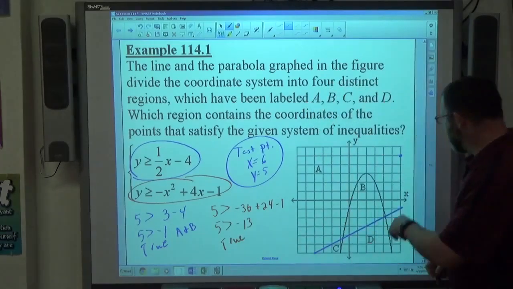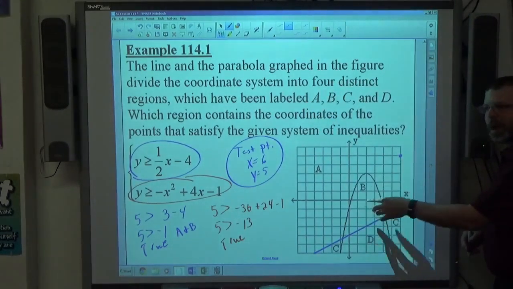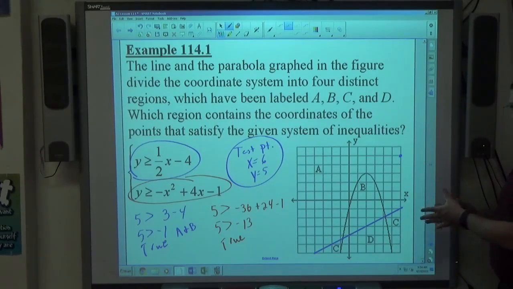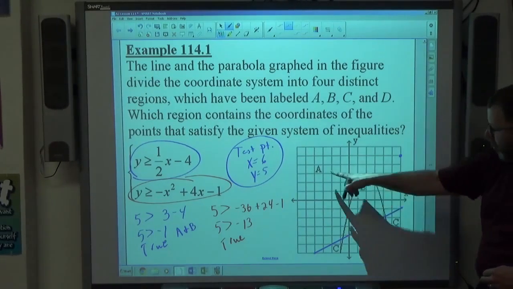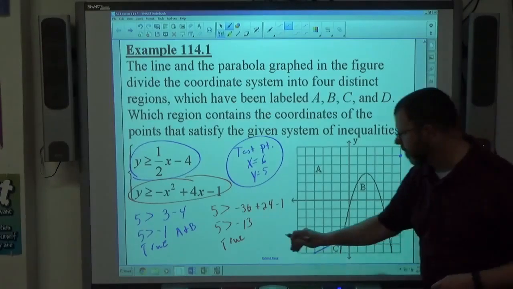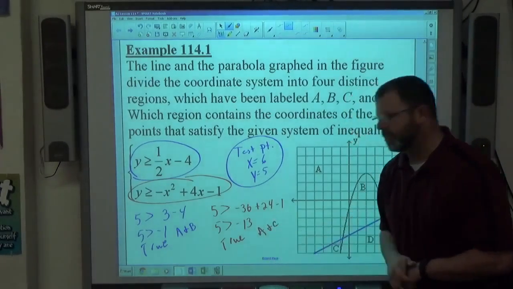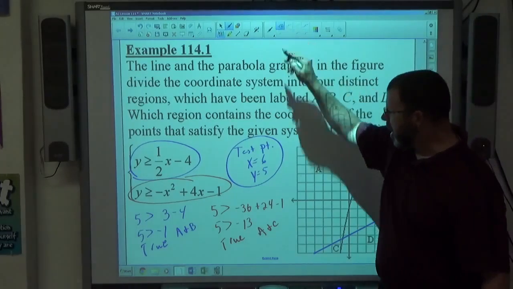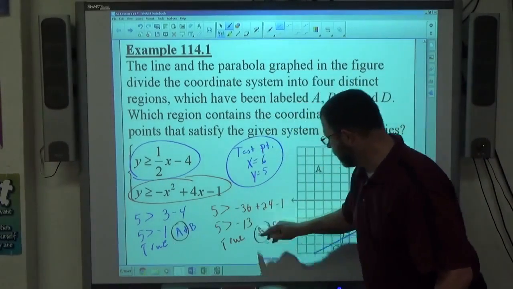All right. So the test point is over here. In relation to the parabola, it's outside the parabola, right? So the truth is outside the parabola. What else is outside the parabola is A and C, right? So for the blue line, A and B are correct regions. For the red parabola, A and C are the correct regions. The region we care about is the one that's in both of them. So the correct answer to this problem is region A.